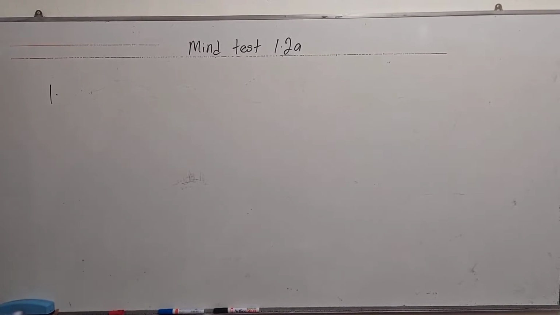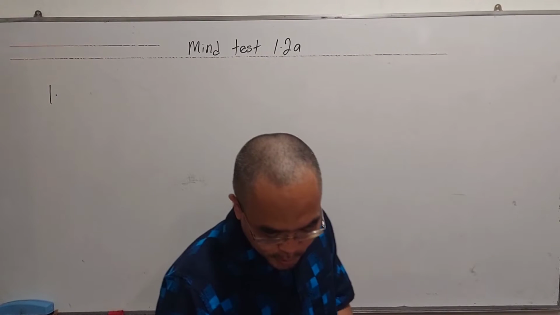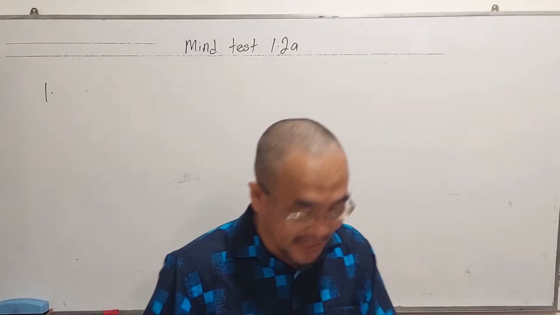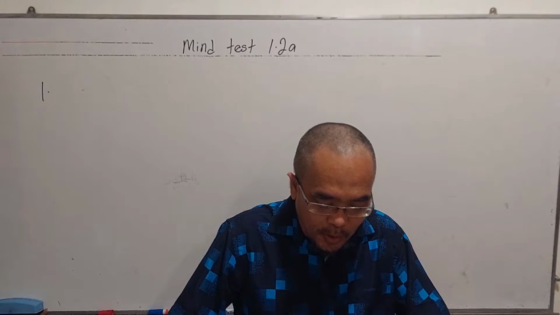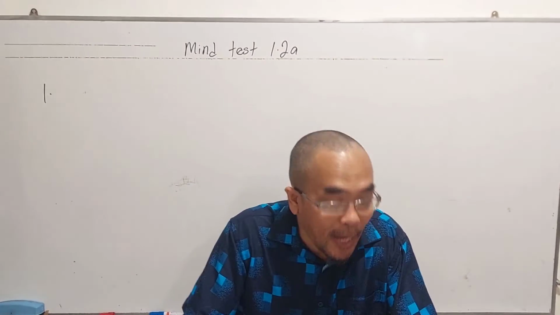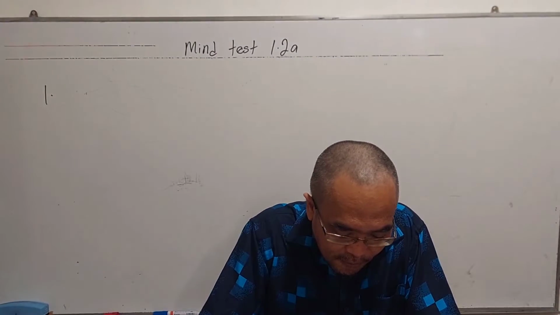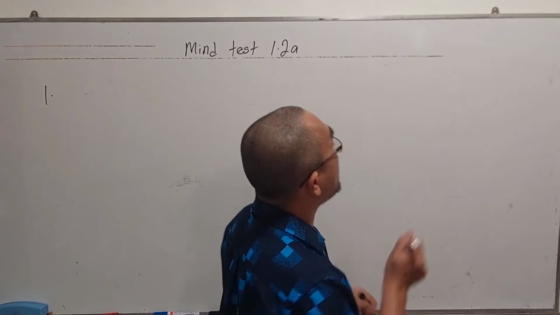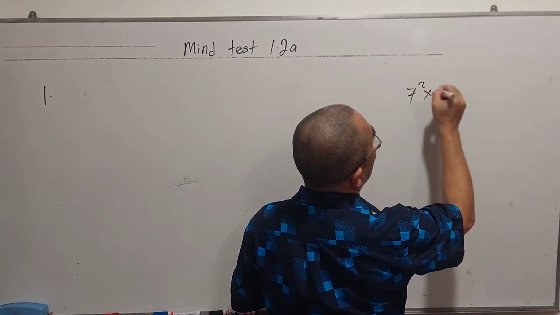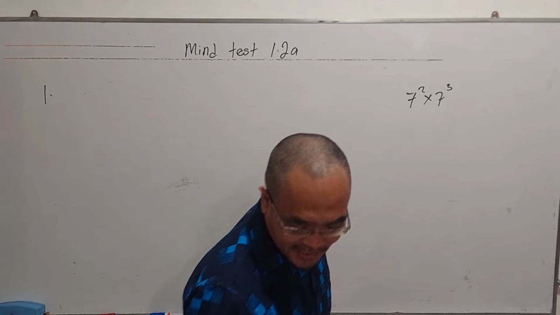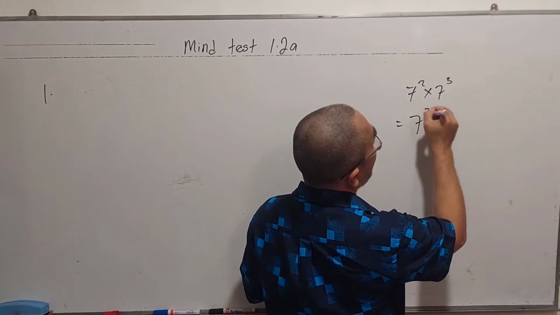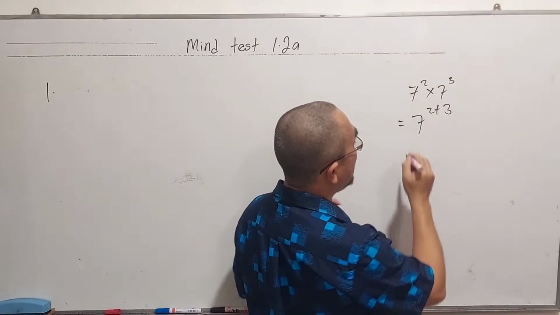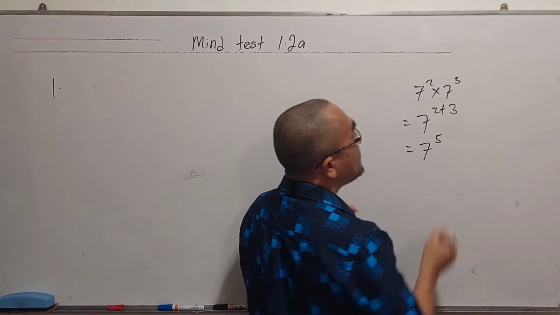Okay, before we begin with this mind test 1.2a, we do some experimentation for me to explain to you. But anyway, look at example 6. 7 power 2 times 7 power 3. It says here, you have to add the number. Okay, 2 plus 3. So it equals 7 power 5.